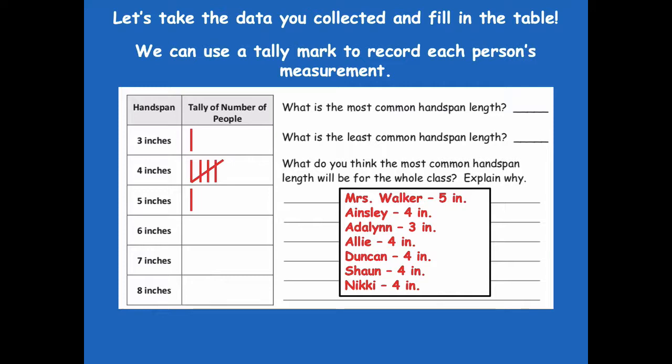Because when we get data that could be larger than this, it's much easier to look at that number right there and see that I have 5, because I know that hash mark that goes diagonally represents 5, instead of having to count 1, 2, 3, 4, 5. So it's easier that way.